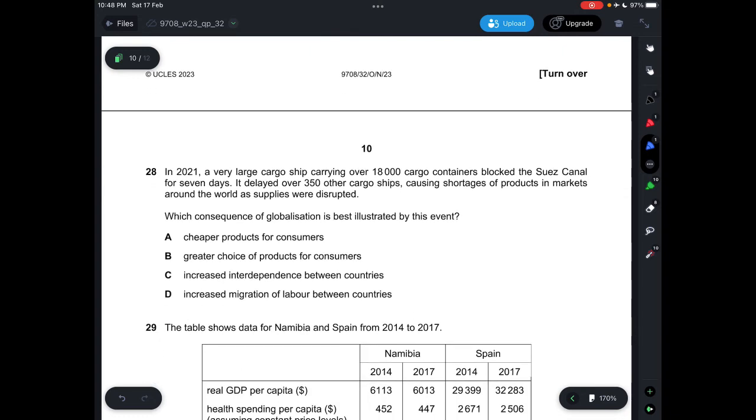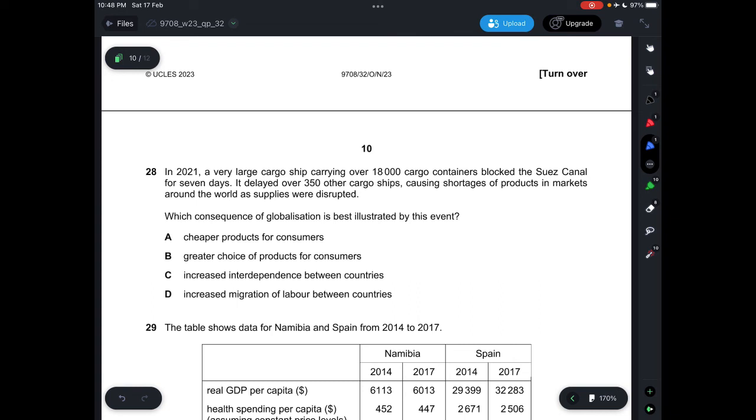Question 28. In 2021, a very large cargo ship carrying over 18,000 cargo containers blocked the Suez Canal for 7 days. It delayed over 350 other cargo ships, causing shortages of products in markets around the world as supplies were disrupted. And which consequence of globalization is best illustrated by this event?